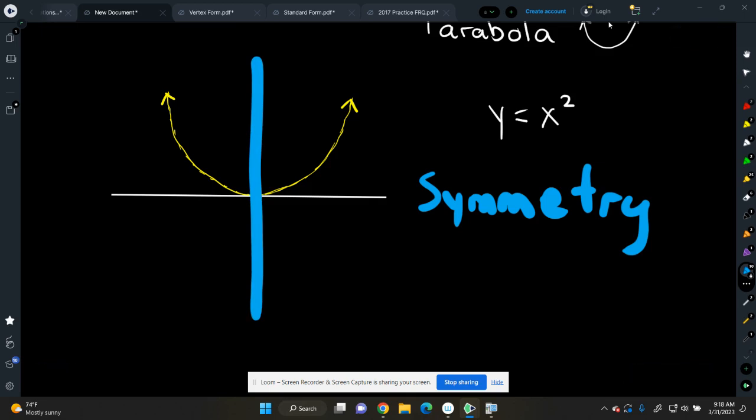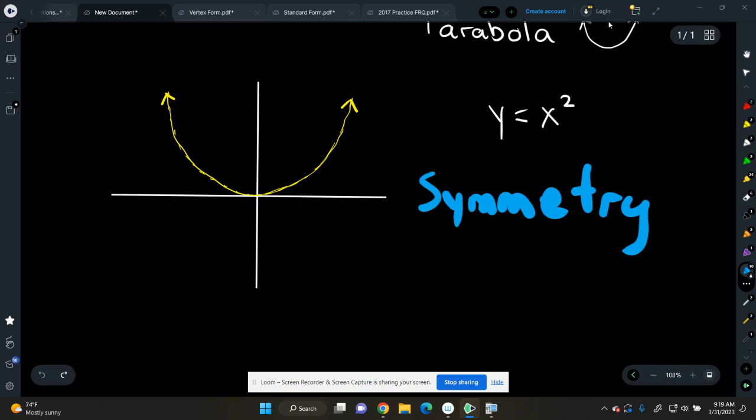In this case, my axis of symmetry is right there along the y-axis. Think of it as folding the graph on that line. If I fold it on that line, the right side and the left side are the same. So for instance, if I had a point right here and I fold it on the axis of symmetry, then I will have another point right here that matches. If I have a point here, when I fold it, I'll find its matching point right there. So parabolas are symmetric. They have an axis of symmetry.